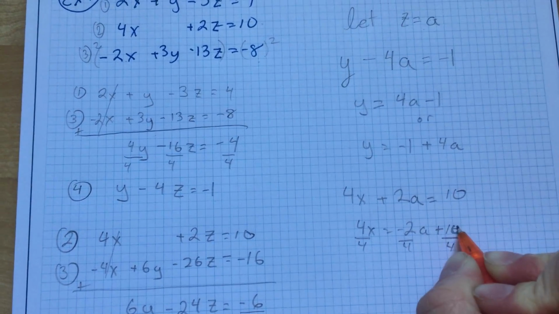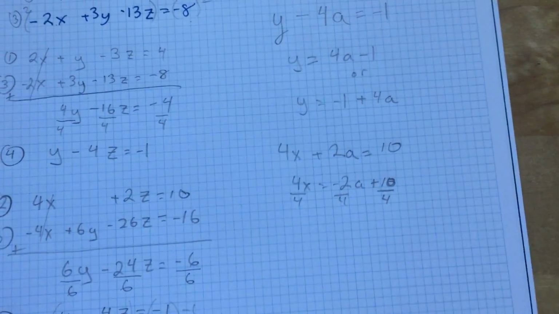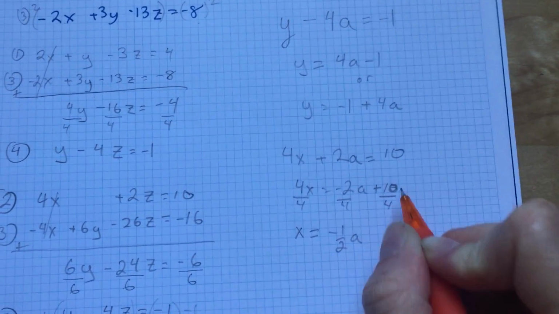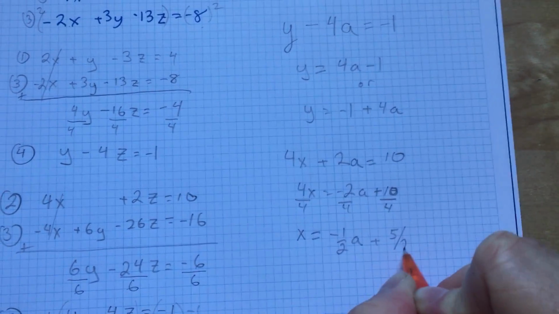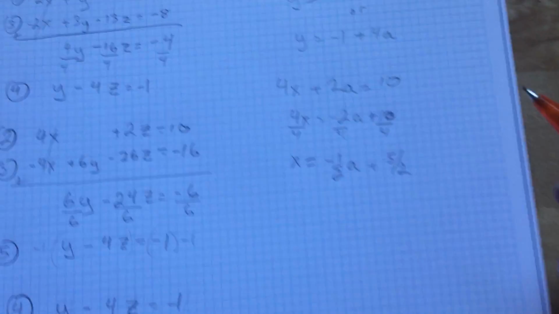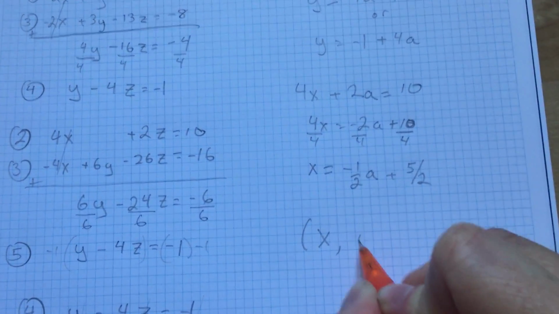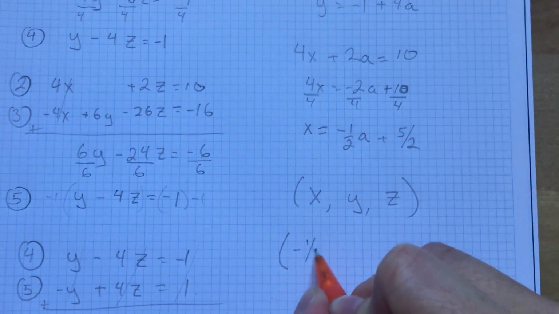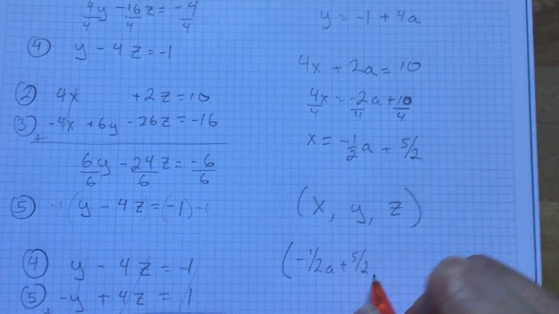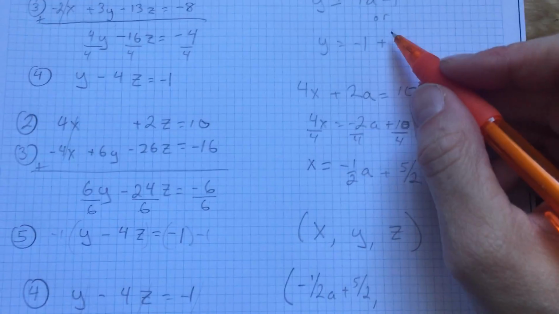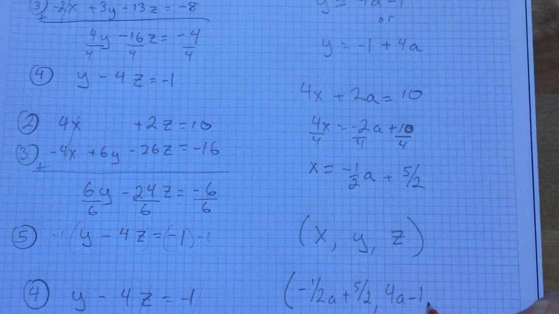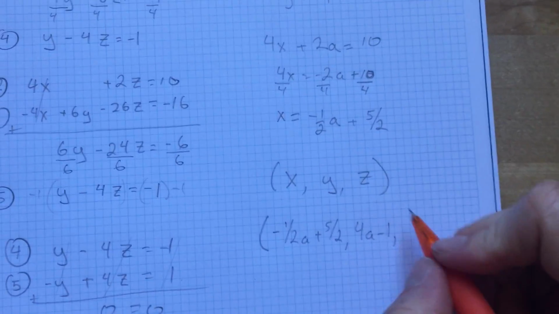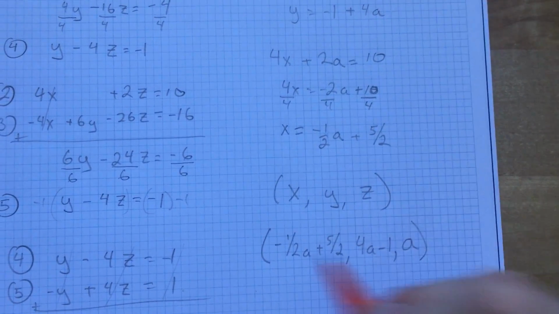And please, please, please simplify your fractions as much as possible. Keep them as fractions. They're easier. So this will leave you with a negative 1/2 A. And 2 goes into both, and we get 5 over 2. So we just have to remember, we always write our answer in terms of X, Y, and Z. So that means our X is negative 1/2 A plus 5/2. Our Y is right here, so 4A minus 1. And then we wrote a let statement, so that's our Z. So there's our Z.